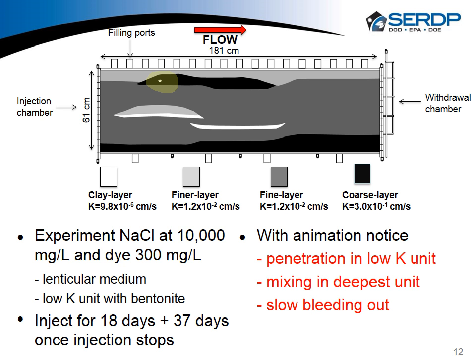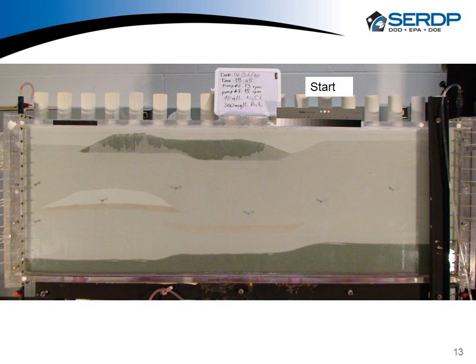We can't show an animation, but we will step through some slides here to show you some things like penetration into the low K unit, mixing, and slow bleeding out as well. Okay, now this is the tank at the start of the experiment, and I'm going to create a crude animation here by just quickly stepping through.